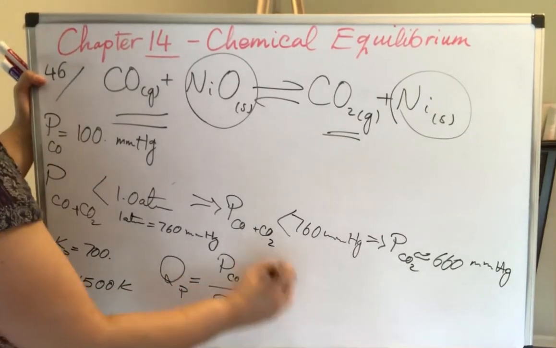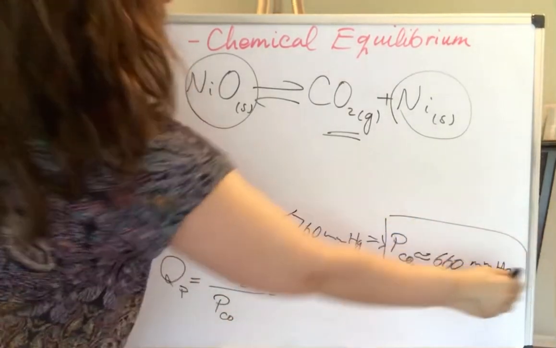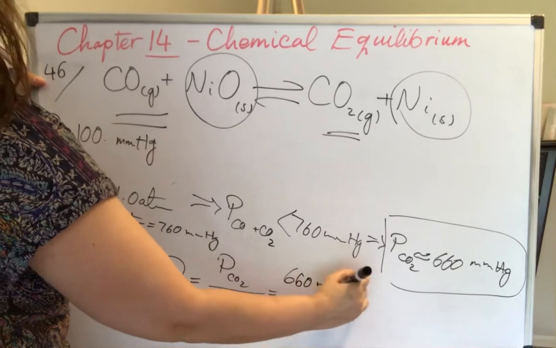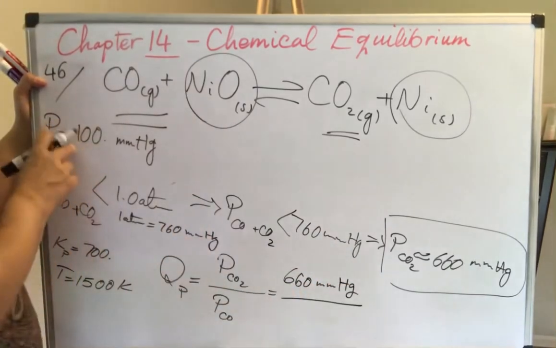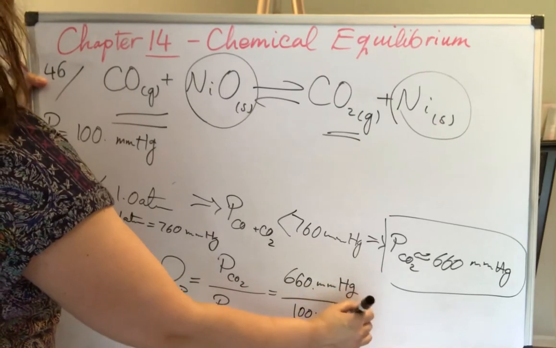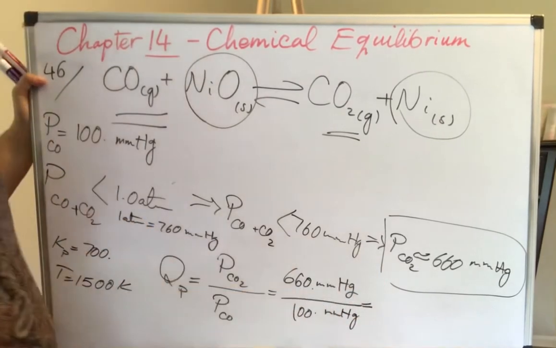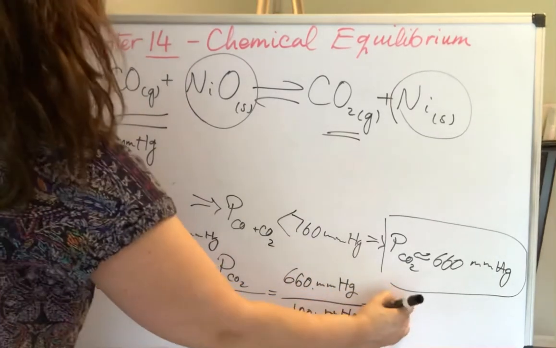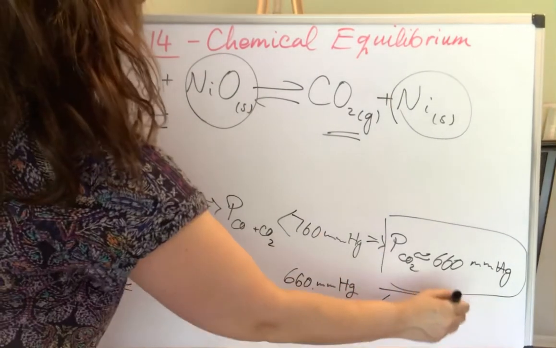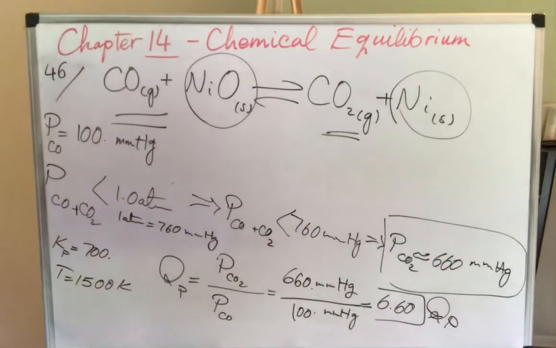Here, P of carbon monoxide. So what was the pressure of carbon dioxide you found? 660. And the pressure of carbon monoxide is 100. It's going to be how much? 6.60. That's your Qp.